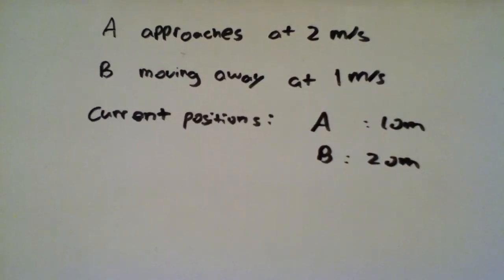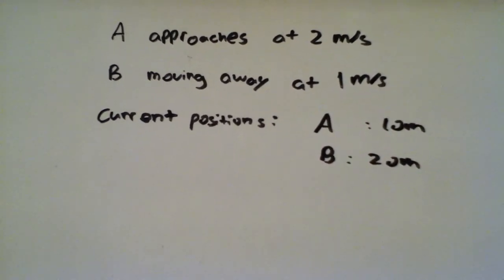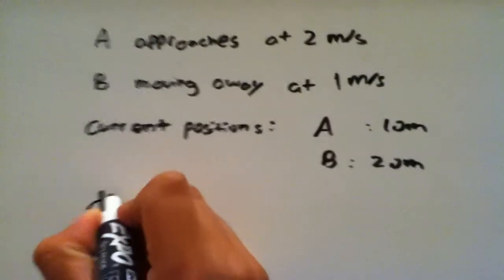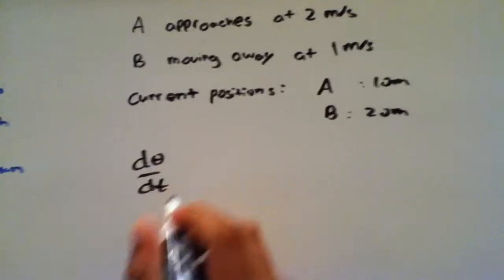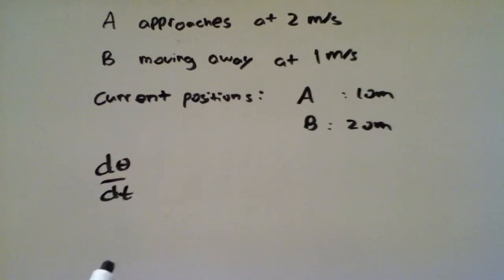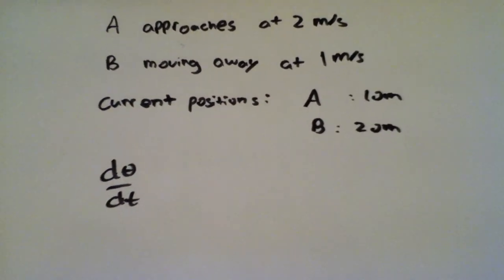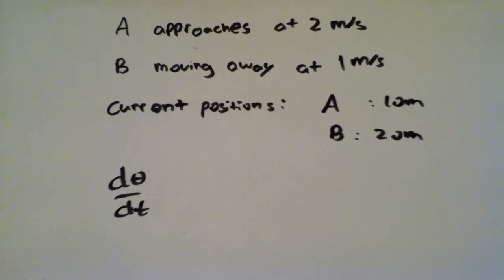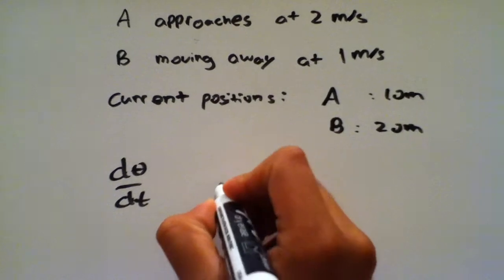And we have to just find out the change of theta again. So we have to find d theta over dt, and just find how this changes with respect to A and B moving towards and away from the intersection. So let's just draw a quick diagram of what this all actually means.